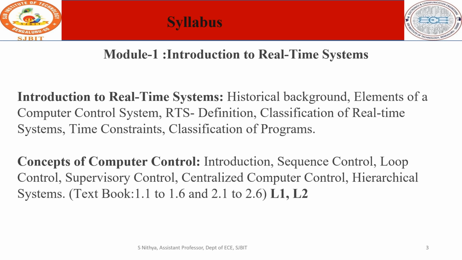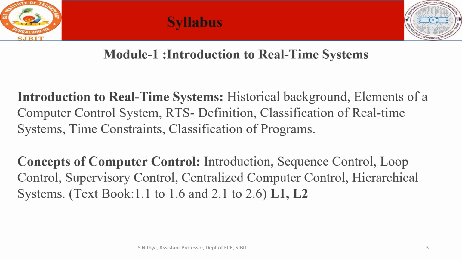Time constraints means the system must operate based on timings. If it is not based on the timings, the system may face a failure. So we discuss how timing constraints are met in real-time applications, and the classifications of programs. When working in a real-time system, we need a program, so what kinds of programs are there? These are very basic introductions to real-time systems.